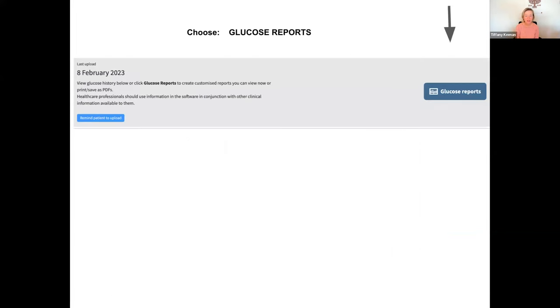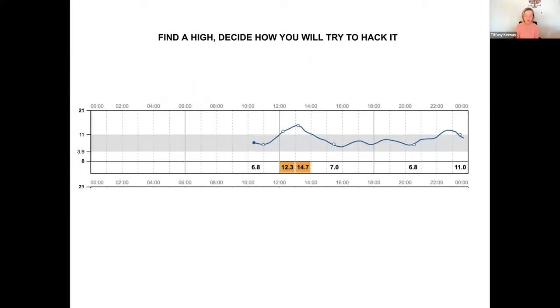Then you're going to go into glucose reports. For those of you that have been online, you're just going to hit this blue button into glucose reports. It's going to give you the full range of all your glucose data, and once you get into the data, you're going to scroll down. There's a lot of information there. But then what I want you to do is pick a day. This is number two. As you go down through your data, it's going to show you day by day. I want you to find one of your spikes.